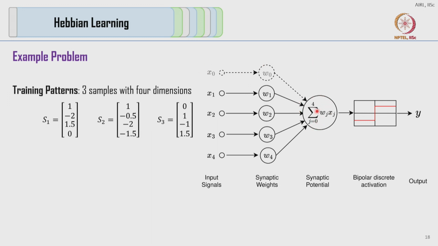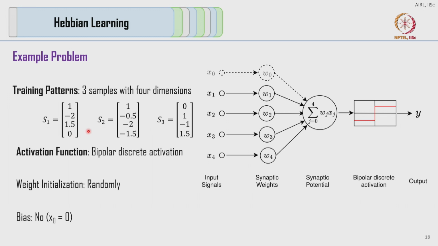Summation j equal to 0 to 4, Wj Xj is my activation potential. I have selected a bipolar activation function here. What is a bipolar activation function? When the synaptic potential is greater than 0, it produces an output 1. When the synaptic potential is less than 0, it produces output -1. And that is my predicted output. If you notice here, the sample space does not have a teacher. There is no ground truth available to me.